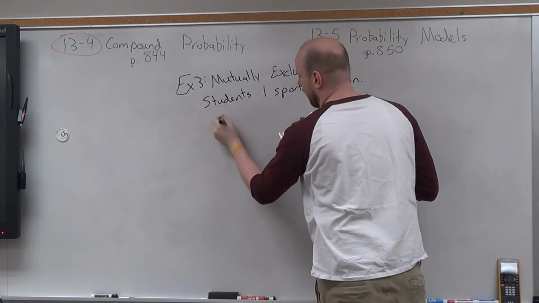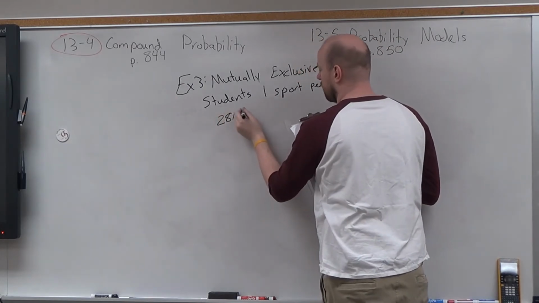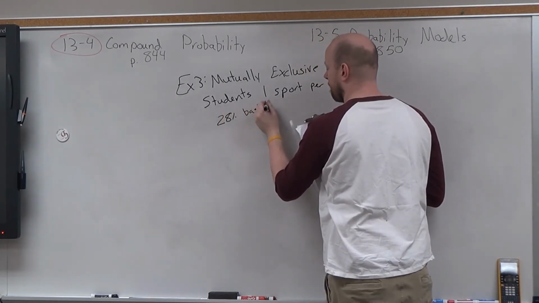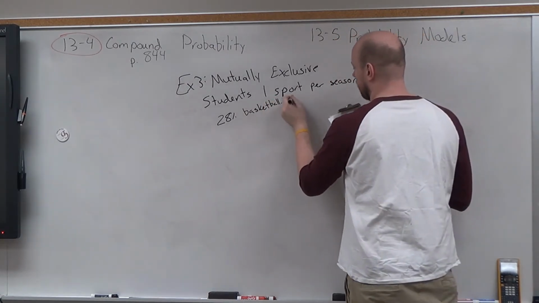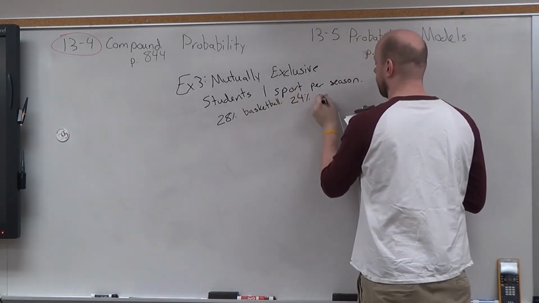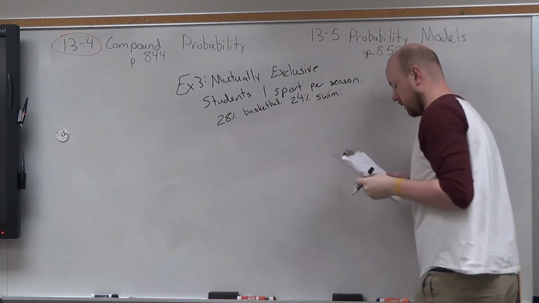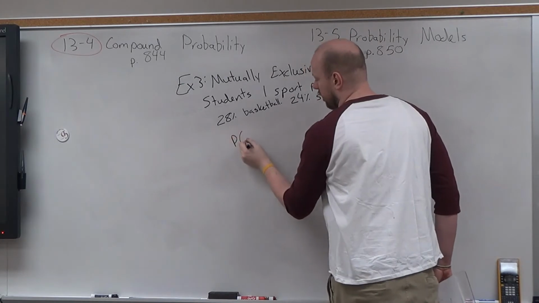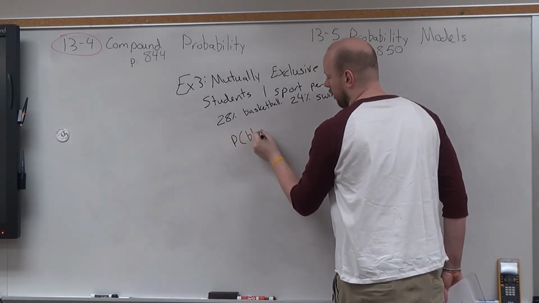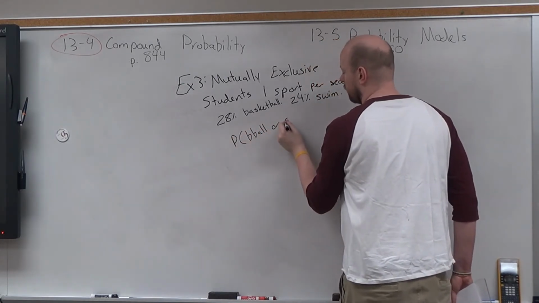28% of them play basketball. And 24% are on the swim team. What is the probability that someone plays b-ball or swims?